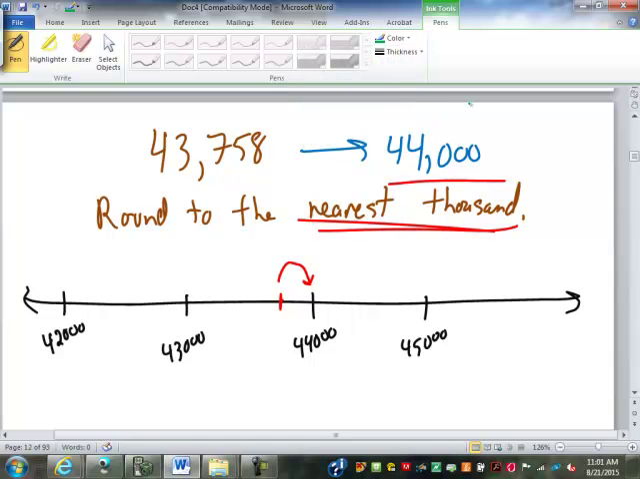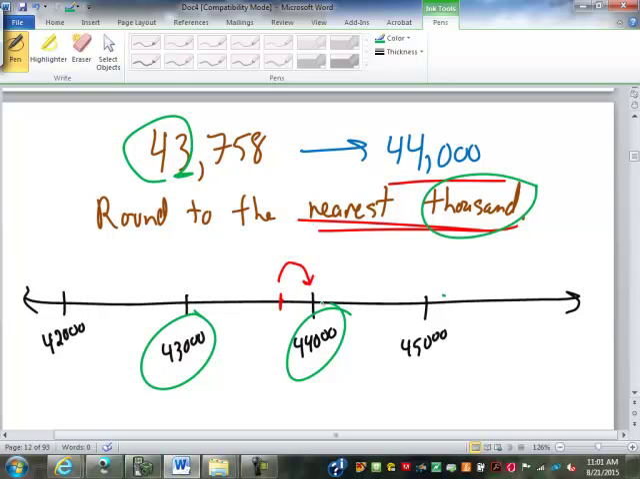Now, obviously, we don't want to have to draw out a number line every time we round numbers. So we have a shortcut. When we're asked to round to the nearest thousand, of course, the first thing we do is find the thousands digit, which is the 3. And we look at that digit and the stuff before it. What that is telling us is that this is between 43 and 44,000. It is the next digit that tells us which one we're closest to.